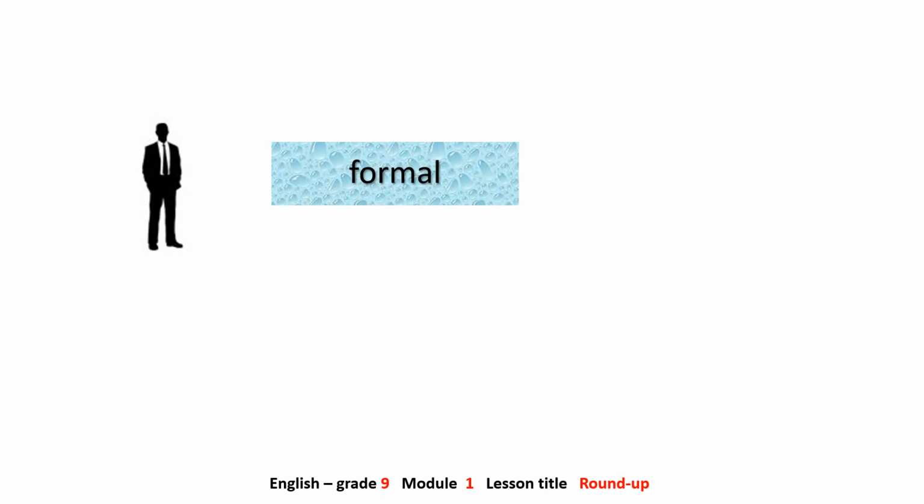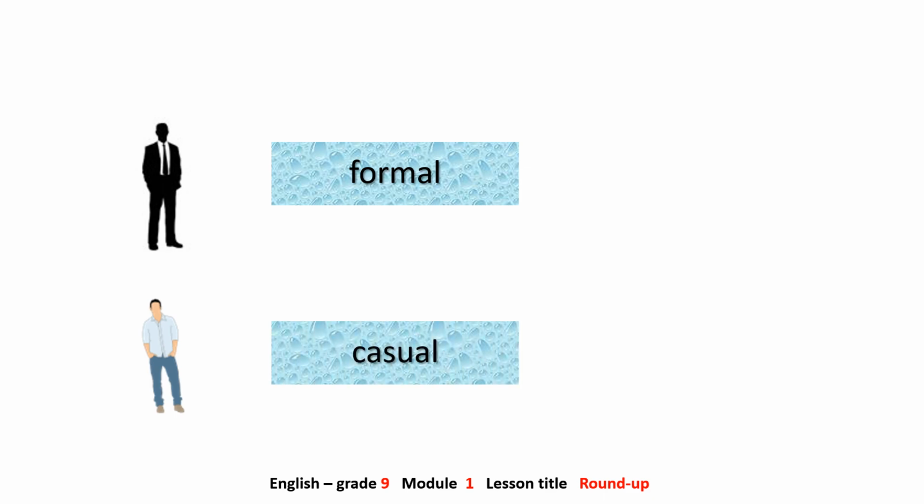First, let me start by revising some of the words that you have learned throughout this module. Look at this picture. What's he wearing? Excellent. He is wearing formal clothes. Now, what about this one? Very good. He is wearing casual clothes. So here we have formal and casual.